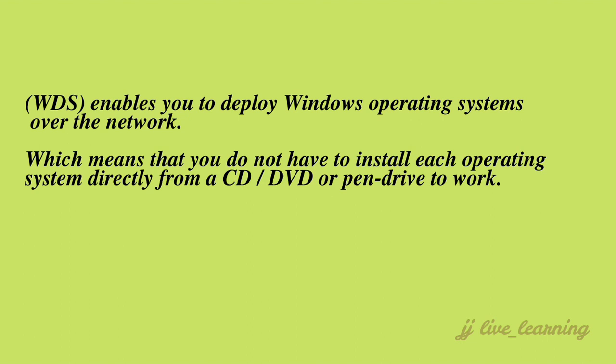If you want to install the operating system on 50 to 100 PCs on your network, you need to install each operating system directly from a CD, DVD or pen drive onto the system. So what will happen here? It will take more time to complete the task. So a time delay will happen when installing the operating system on all systems.